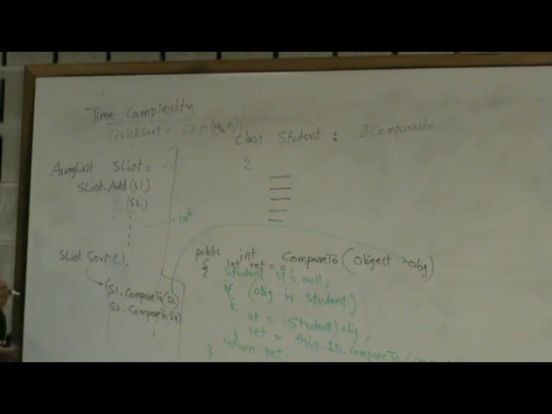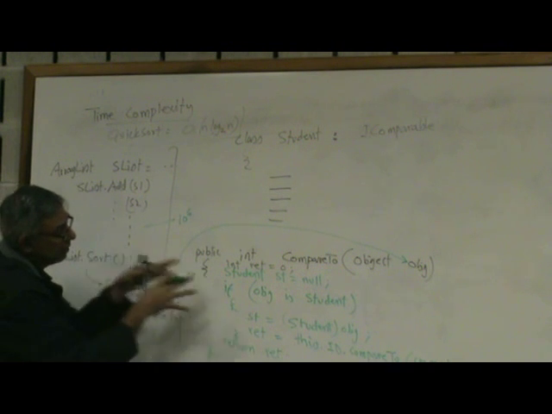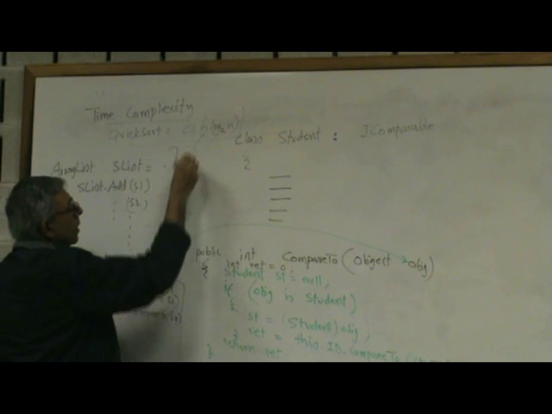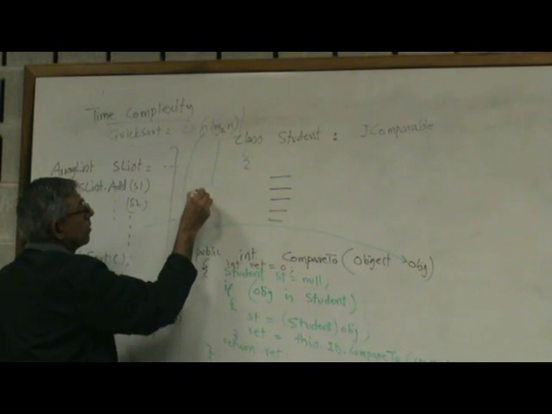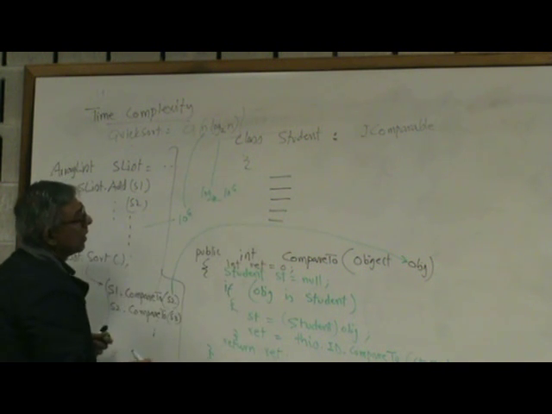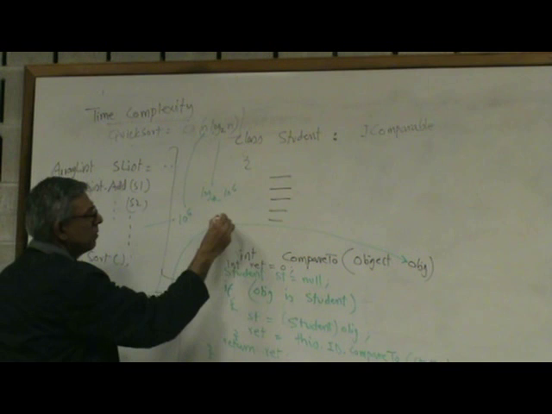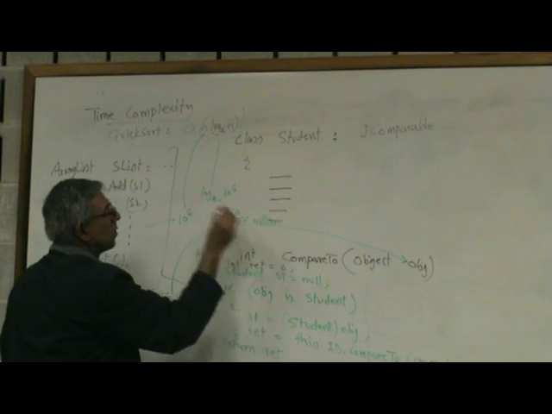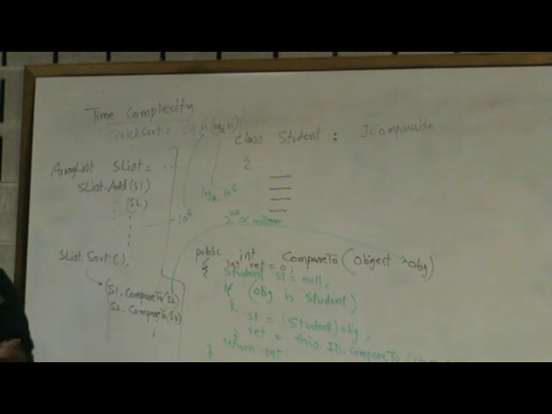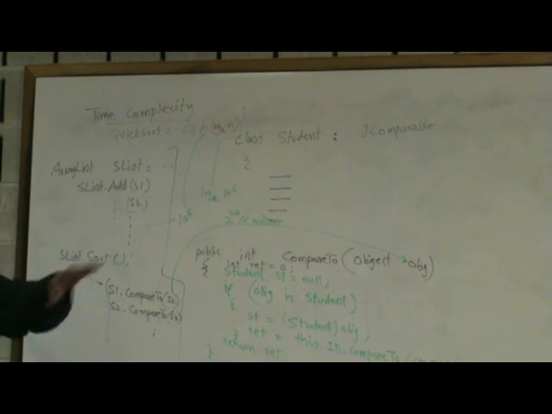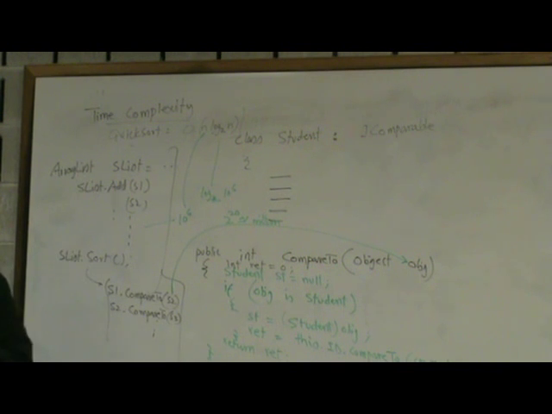So if we had, let's say, 1 million students, 1 million is roughly 10 raised to the power 6, right? So how many times will this be called, roughly speaking? N will be 10 to the 6. What's log 2 of 10 to the 6? See, 2 raised to the power 20 is close to 1 million. So log 2 of 10 to the 6 will be roughly 20, right? So how many times will this be called? 20 million times if we have a million entries in the array list.